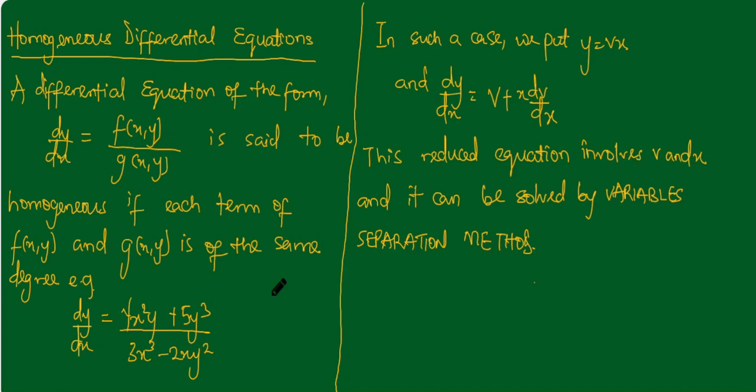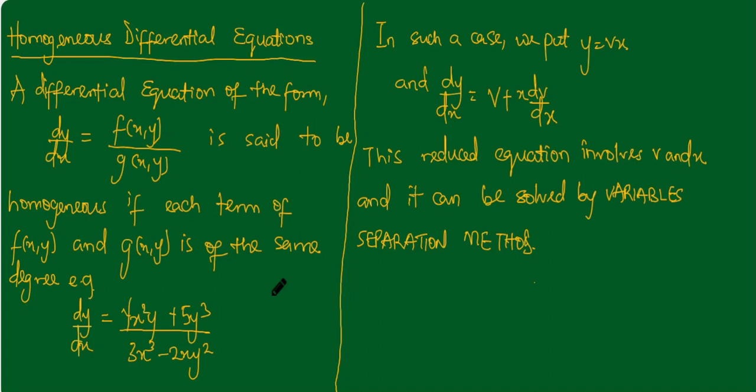So if we have a homogeneous differential equation, we'll put y is equal to vx. We can't easily solve it as it is, so we have to find a way to simplify this equation. To simplify that, we make y equal to vx. On differentiating both sides implicitly, we have dy/dx is equal to v plus x dv/dx, using the product rule for the right hand side. So now we have a reduced equation involving just v and x, and we can solve this equation using the variable separation method, which we discussed in our last video.